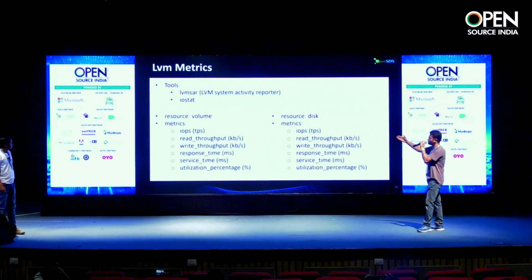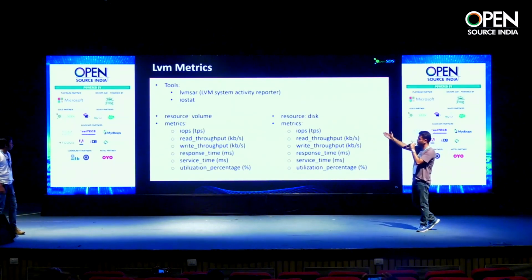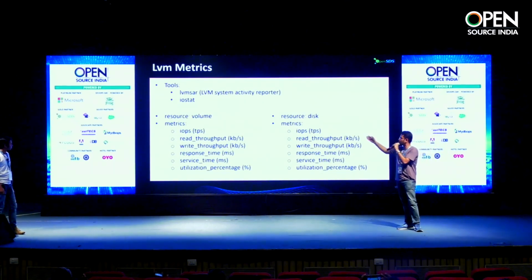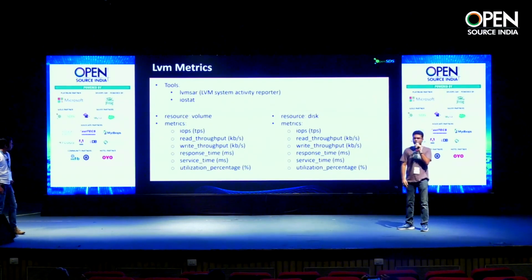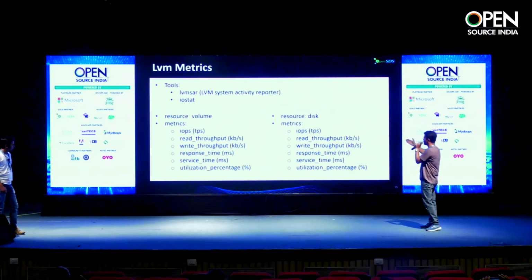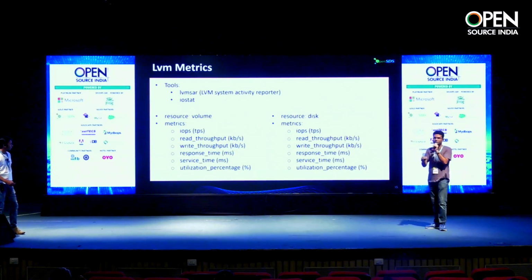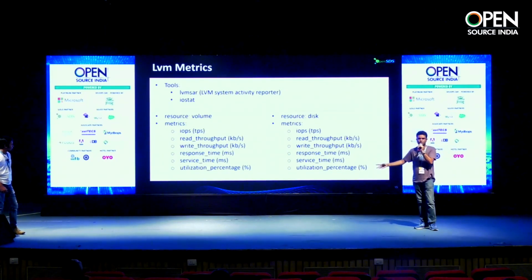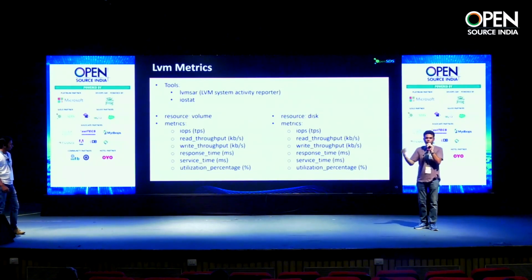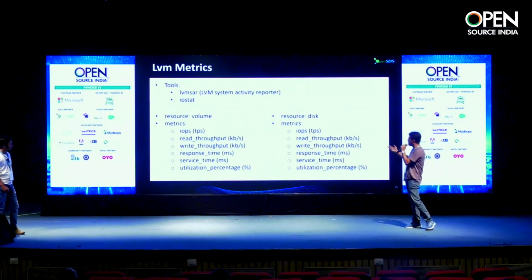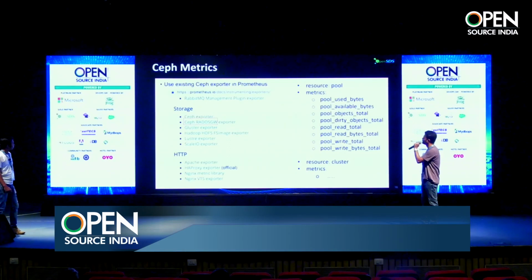Now for the LVM metrics, what we use is SAR, the system activity reporter, and we use iostat also. So for the resources, the volume, you get the IOPS, read throughput, write throughput, latency, and all that information. Same for the disk, you can get whatever IO activity, throughput or latency information you want. If there is some issue with the throughput or the IOPS, you need to take some action, right? That is what the metrics provide.